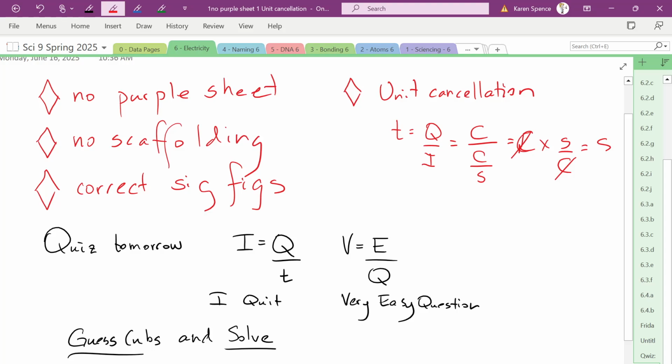Or it could be Q is equal to I times T, which is equal to coulombs per second times seconds, which would equal coulombs. And the same sort of a deal for voltage.